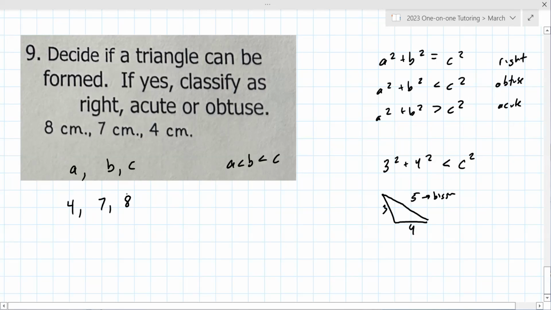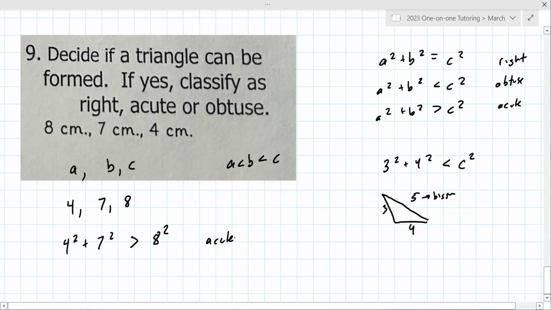So once you have the sides in order, and you know which of the 3 possibilities it could be, 4 squared plus 7 squared, how does that compare to 8 squared? It's greater than. Yeah, so this is acute.